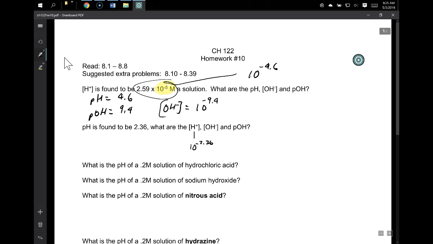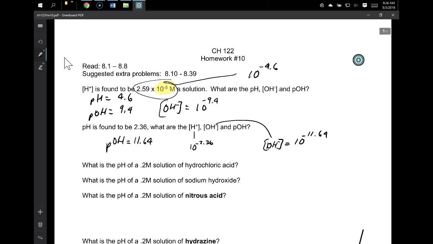So make this add up to 14, and my pOH will be 11.64. And so then my hydroxide ion concentration is going to be 10 to the negative 11.64. And again, you can plug that into the calculator and it'll give you some number times 10 to the negative 12 if you wanted a whole number exponent.